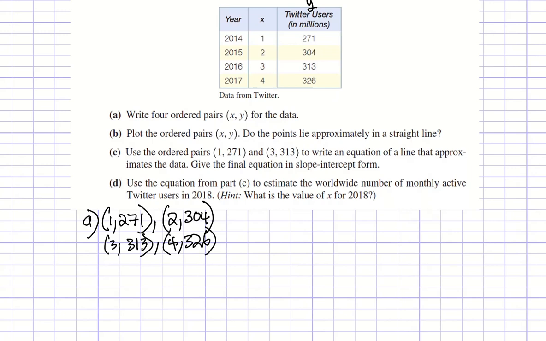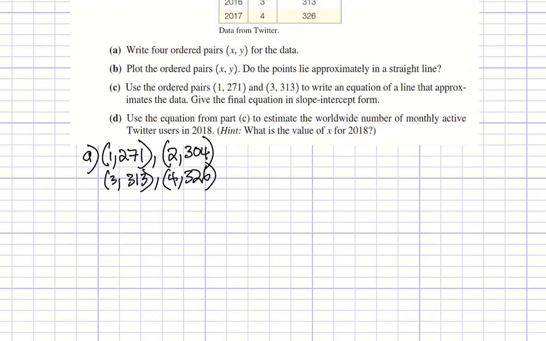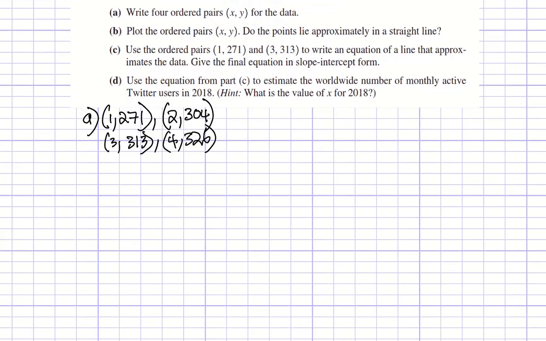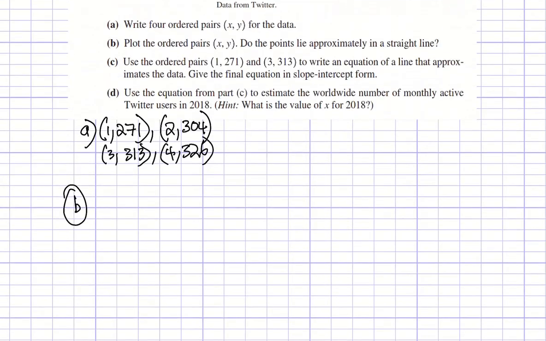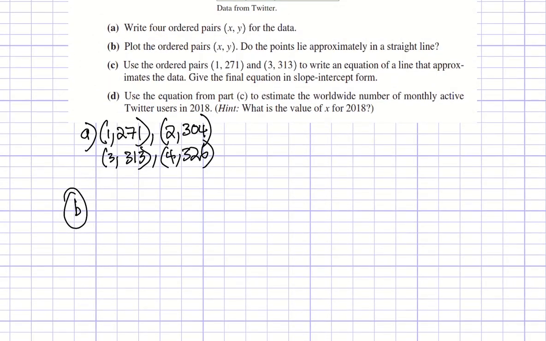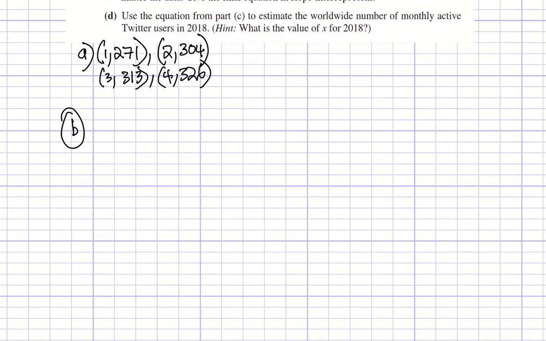It says plot the other pairs. Do the points lie approximately on a straight line? They want us to plot the other pairs. That's B. We're going to do the same thing we did in the previous problem. Let's plot it. There are 4 points: x is 1, 2, 3, 4, and then y starts from 270. This one is not that bad.